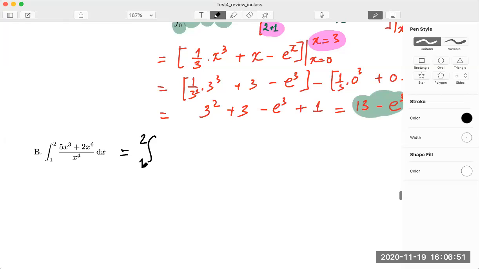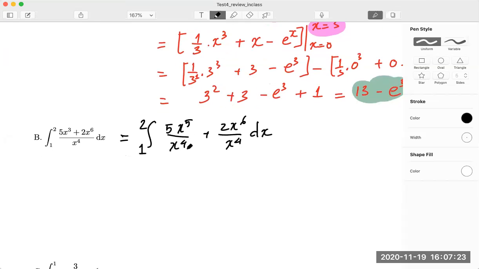I'm sorry. Can't you just split it into the numerator and the denominator? Very good. So this is a fraction, so we can separate it into 5x cubed divided by the denominator plus the second term divided by x to the fourth here, right? Then x to the 5 divided by x to the fourth, the same story, power rule.